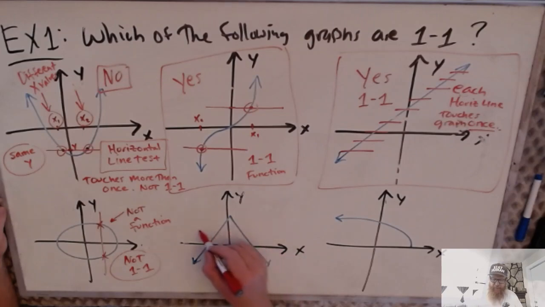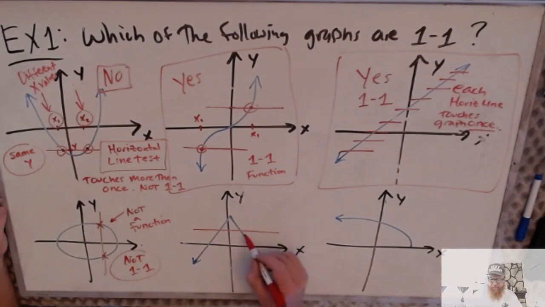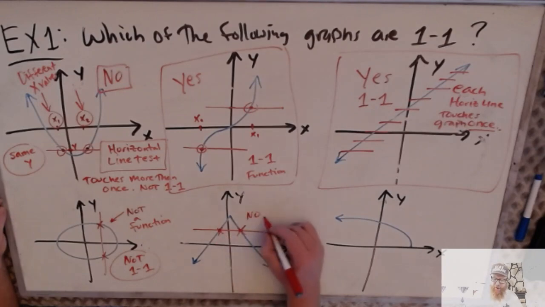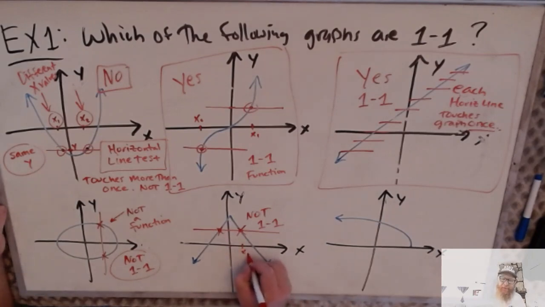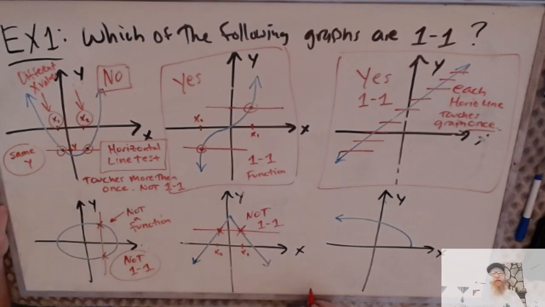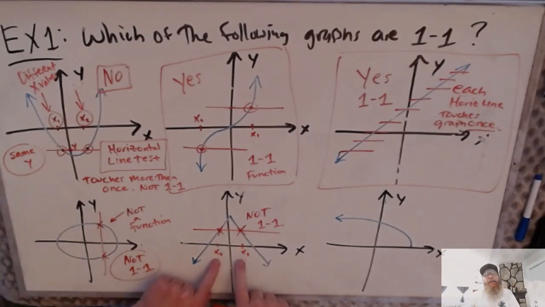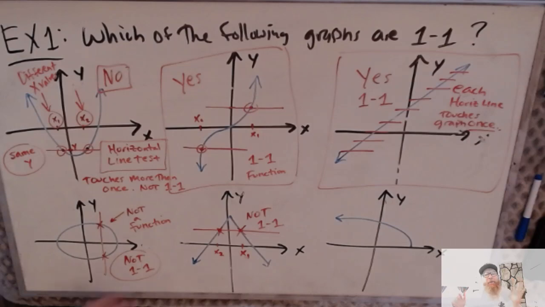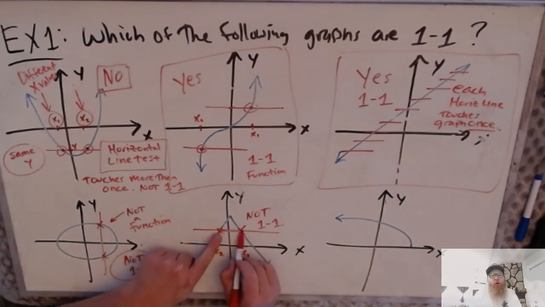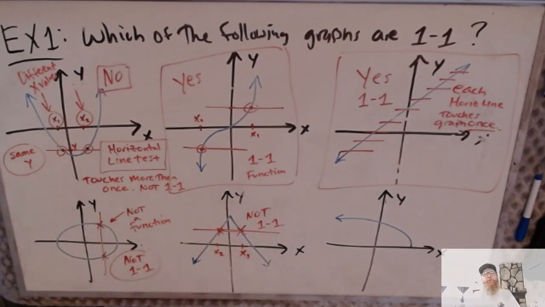Okay, this one, draw a horizontal line through it. If it touches the graph more than once, then no, it's not one-to-one. Yeah, two different x's. Doesn't matter what I call them. I could call them x2 and x1. You could call them A and B. It really doesn't matter. If you have two different inputs and they produce the same y value, then that's not one-to-one.